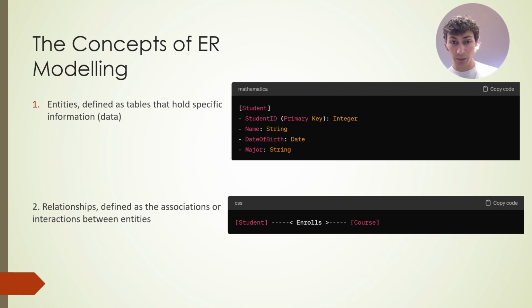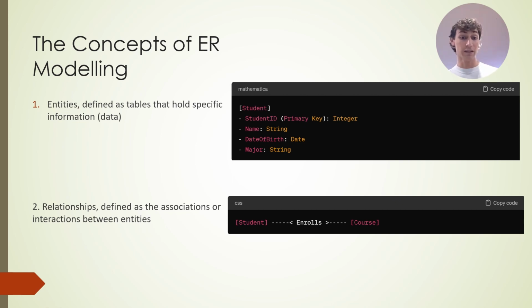But there's a couple of entities. There's a primary key, which is the main entity that the other entities are going to be based off of. So that primary key, which is the student ID, is going to eventually have names, date of birth, majors, other entities that connect with it and have relationships.